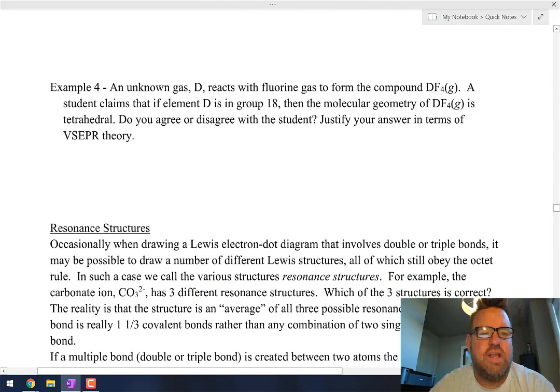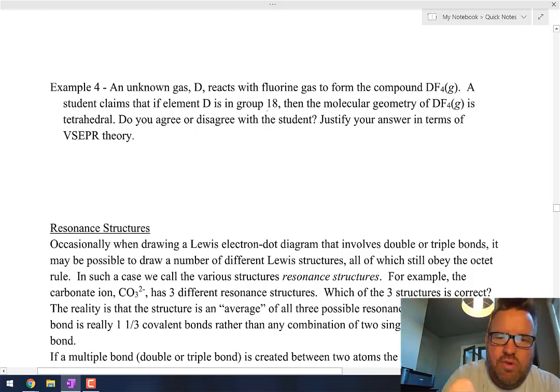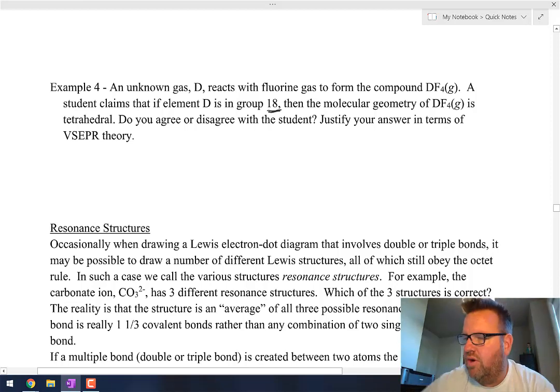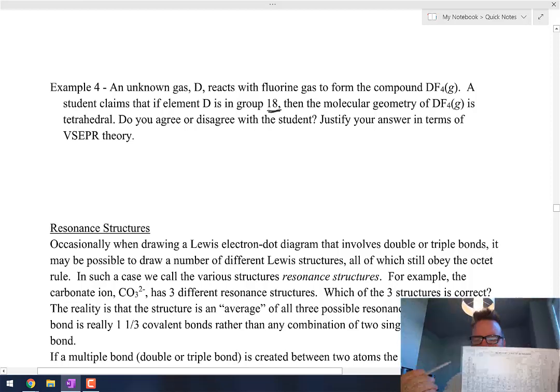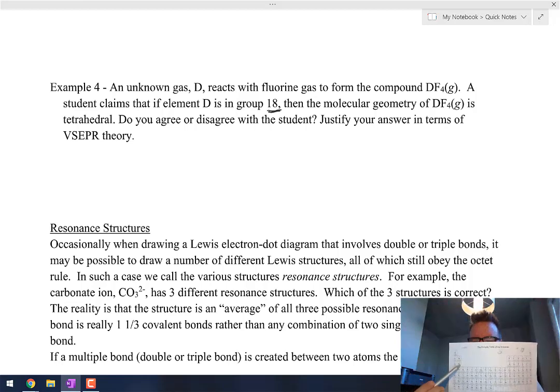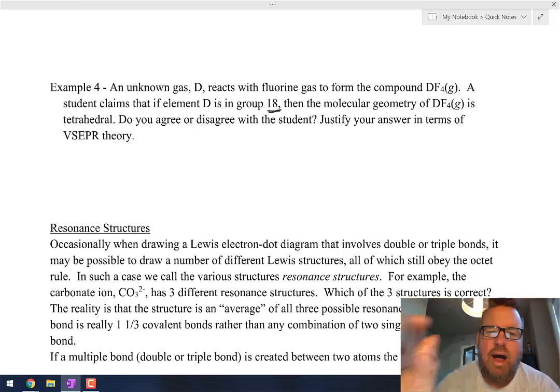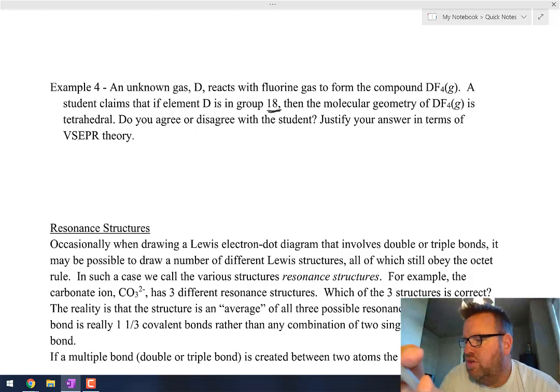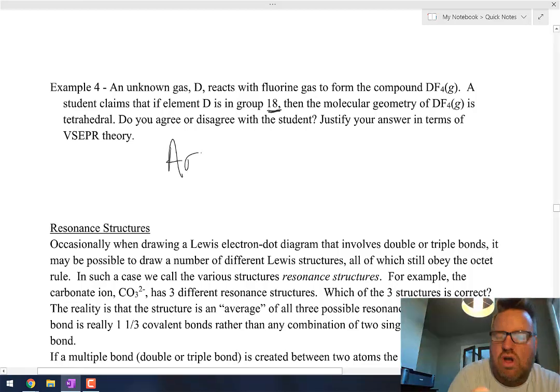Our last one says an unknown gas D reacts with fluorine gas to form the compound DF4. A student claims that if element D is in group 18, oh gosh, first of all, let's figure out where group 18 actually is. Basically, you start on the left-hand side and count 1, 2, 3, all the way to 18, which is the noble gases. So you can choose any one you want. Let's choose argon, because really they all have the same number of valence electrons, except of course helium. So let's say it's ArF4.